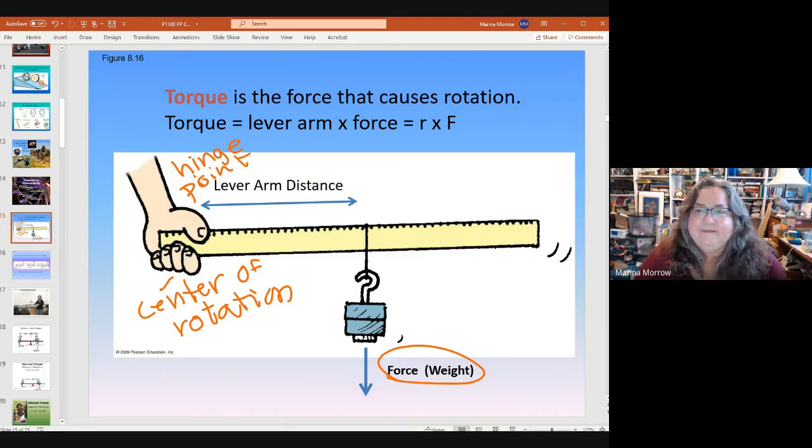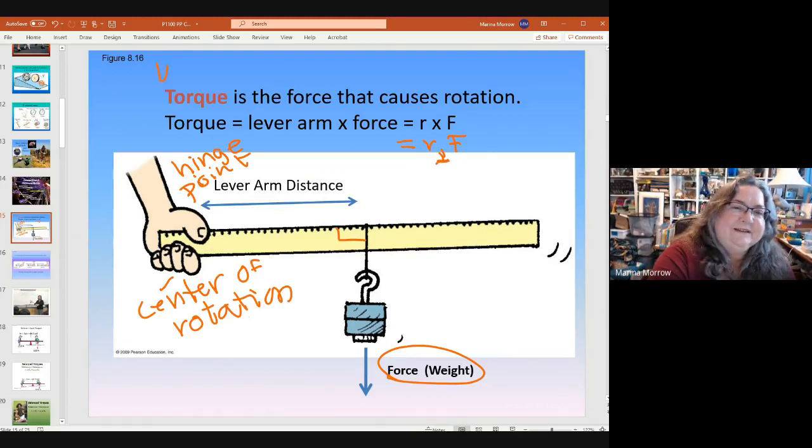So force times distance. But in this case, that is not making work because these are perpendicular to each other. So these are 90 degrees to each other. And so one way to think about this is it's R perpendicular to F. Whereas when we did work, it was force times distance. But remember, those had to be parallel to each other. So what this does is it doesn't add energy necessarily to the system.